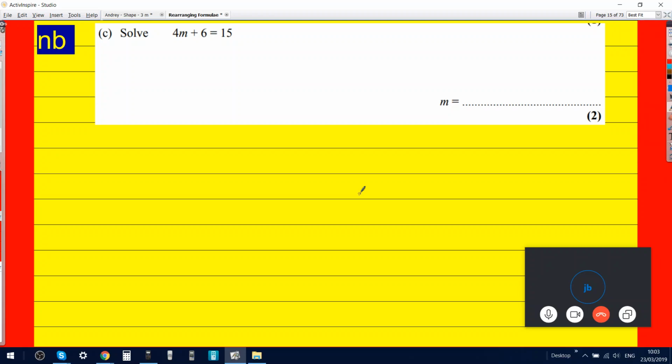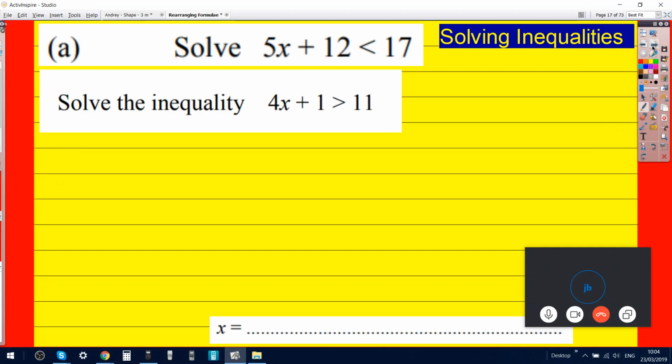This one. Okay, so 15 take away 6, that's 9. Then 9 divided by 4, that's 2.25 or 9/4. So let's leave it as 9/4. But you're right, 2.25.